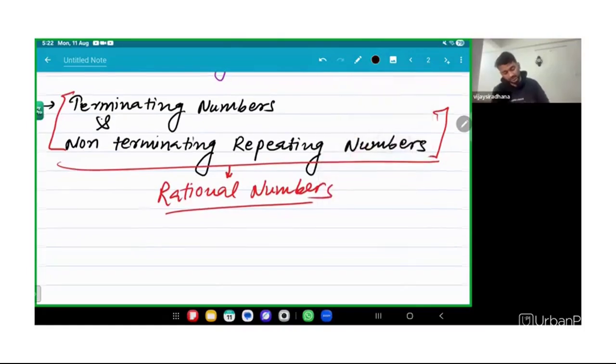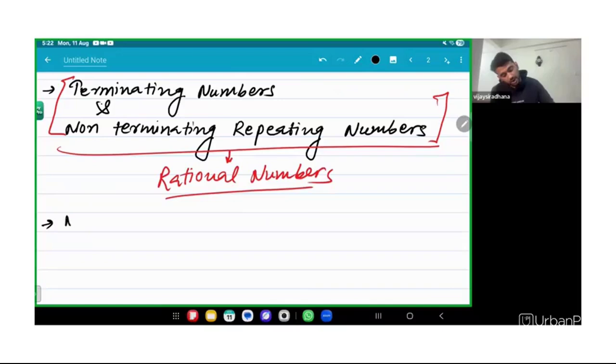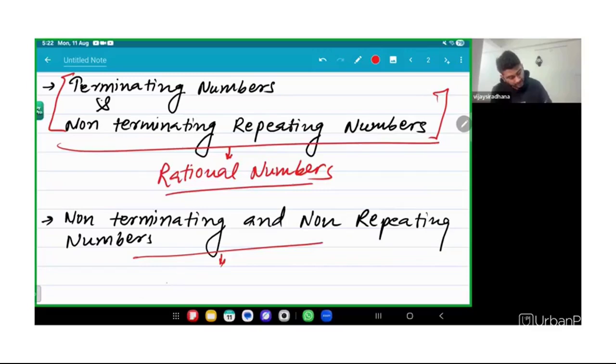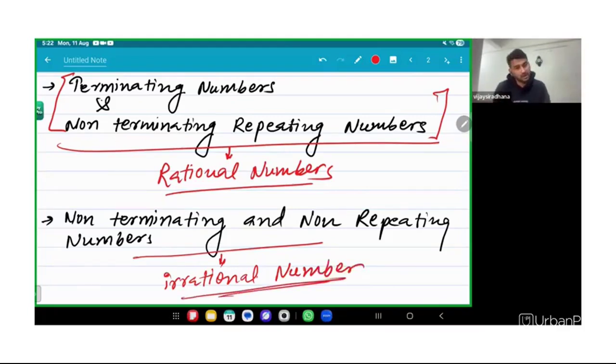Then what about the other one, the last one, which is non-terminating and non-repeating numbers? They will come under the bracket of irrational numbers.